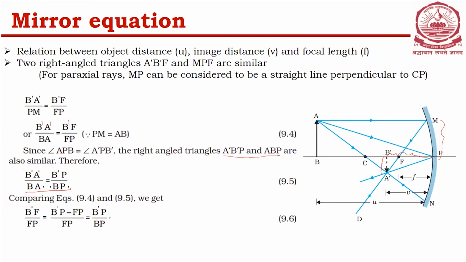So we have taken two sets of triangles. One is the similar triangles, A dash B dash F and FMP. The other two are right angle triangles, ABP and A dash B dash P. From these triangles we write a couple of equations, compare them, and then we get the relation 9.6. Okay, right.